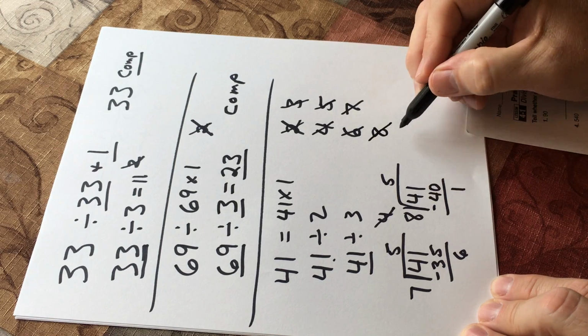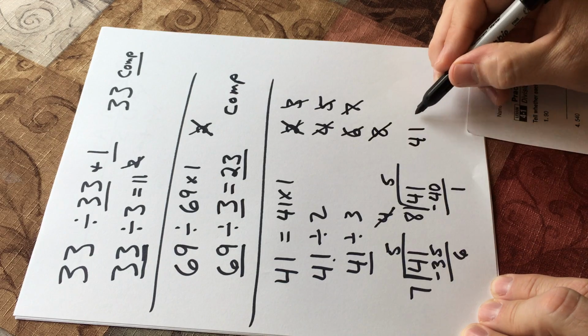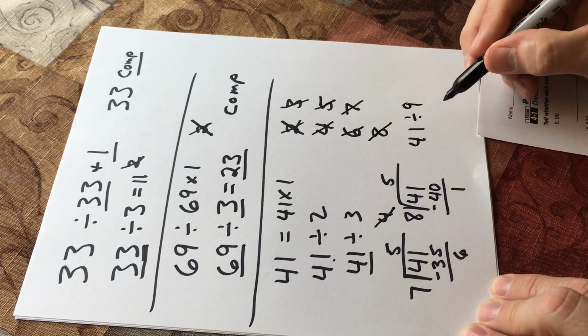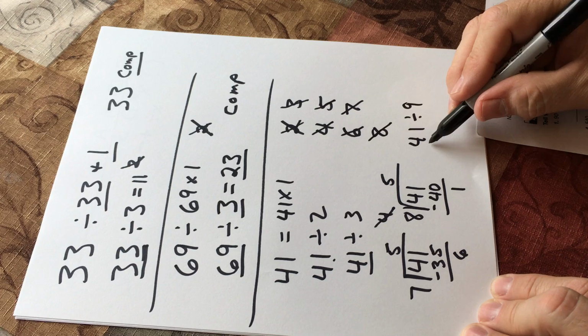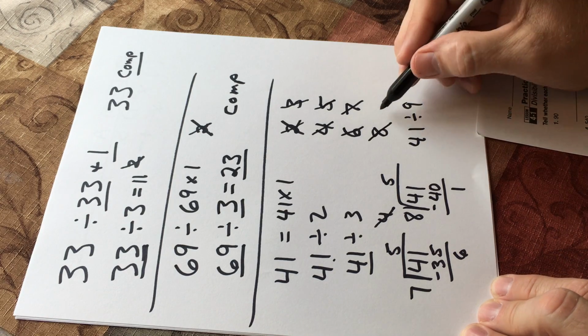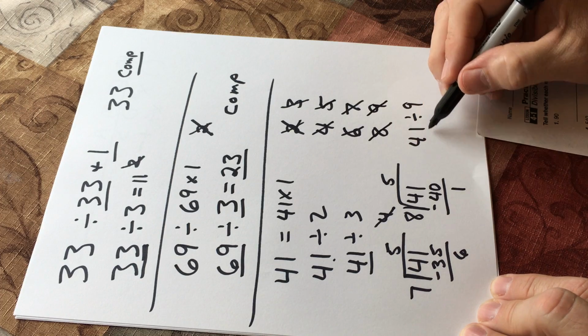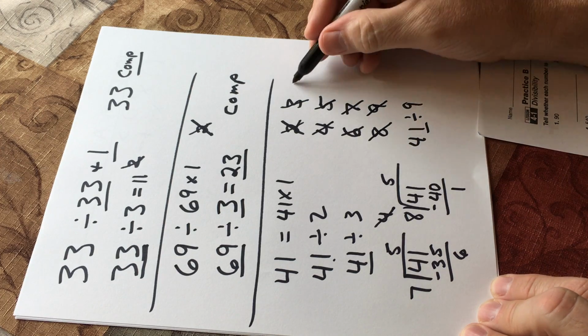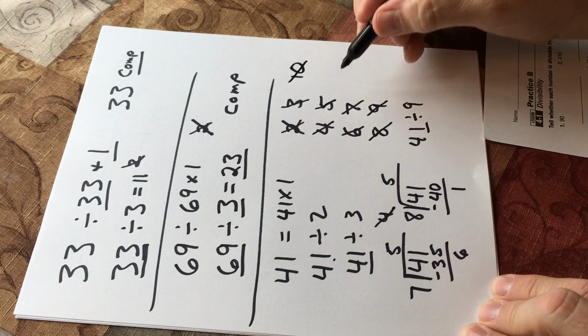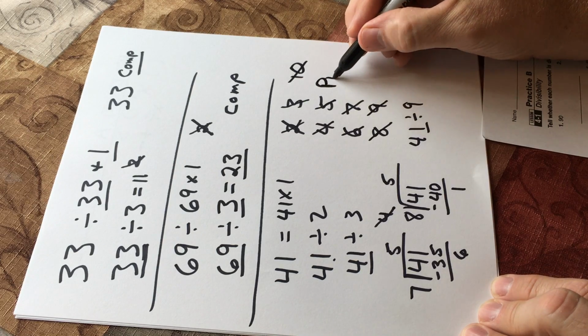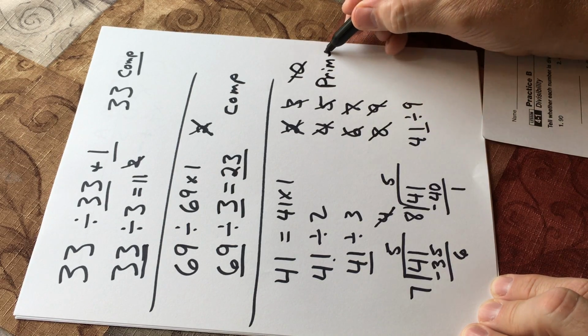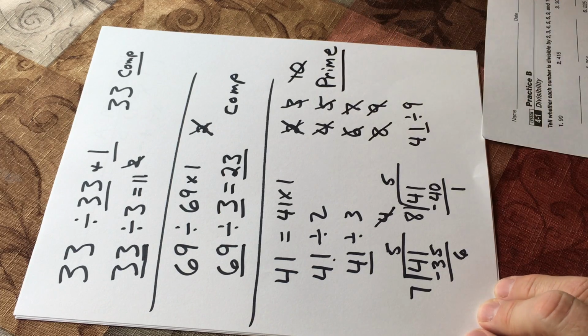How about 41 divided by 9? If I add these two together, I get 5. That's not divisible, so 9's a no-go. How about 10? No, it doesn't end in a 0, so 10's a no-go. Ladies and gentlemen, we have found our first prime number in the homework. 41 is indeed a prime number.